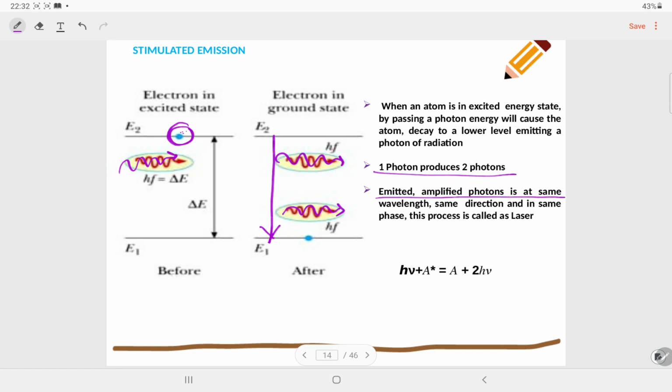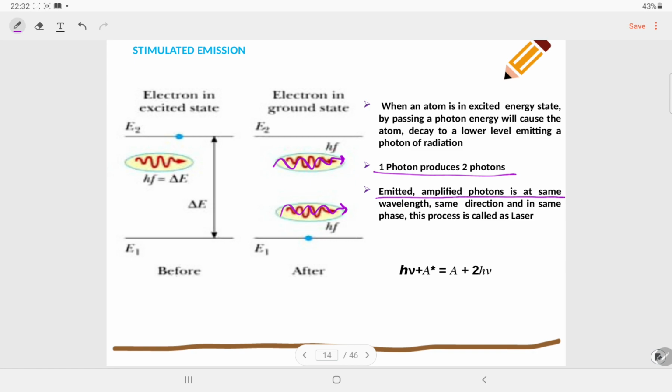The emitted amplified photon is at the same wavelength. This is really an interesting topic. Just see here, ultimately we are getting two photons: suppose this is the photon emitted by the electron, and this is the incident photon. Both have the same wavelength, the same direction, and the same phase. This process is called a laser.